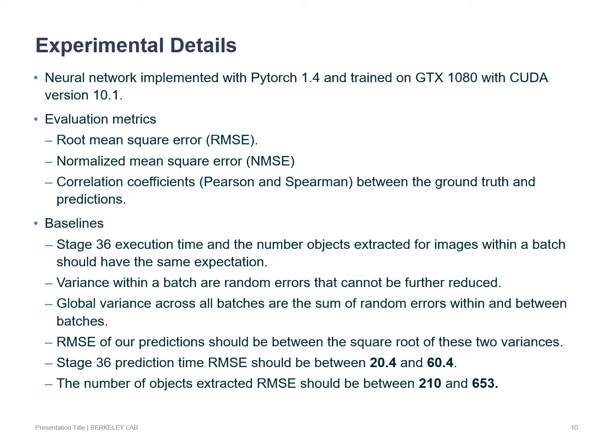For the stage 36 processing time, the lower bound is 20.4 and the upper bound is 60.4. For the number of objects extracted, the lower bound of the RMSE is 210, and the upper bound is 653.